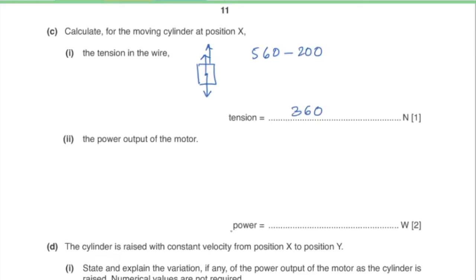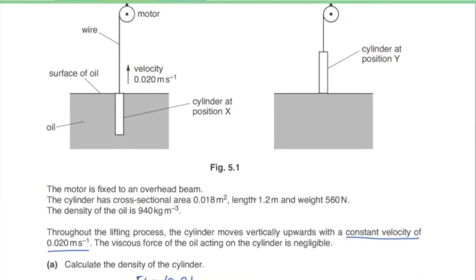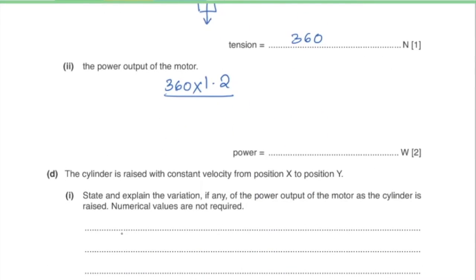Part 2, the power output of the motor. Power is equal to tension force multiplied by the distance this cylinder is going to cover, divided by the time interval. So the force is the tension force, that is 360. It travels a distance of 1.2 meters, divided by the time interval for this distance to be covered, which can be calculated using this value. It is stated that the cylinder moves 0.02 meters every second. So to cover a distance of 1.2 meters, it takes in total 60 seconds. So 360 times 1.2 divided by 60, that's 7.2 watts of power.